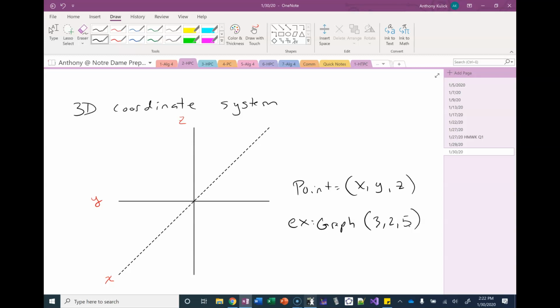Is everybody okay there? So to do this, I need to draw 3 tick marks on my x-axis, 2 tick marks on my y-axis, and 5 tick marks on my z-axis.